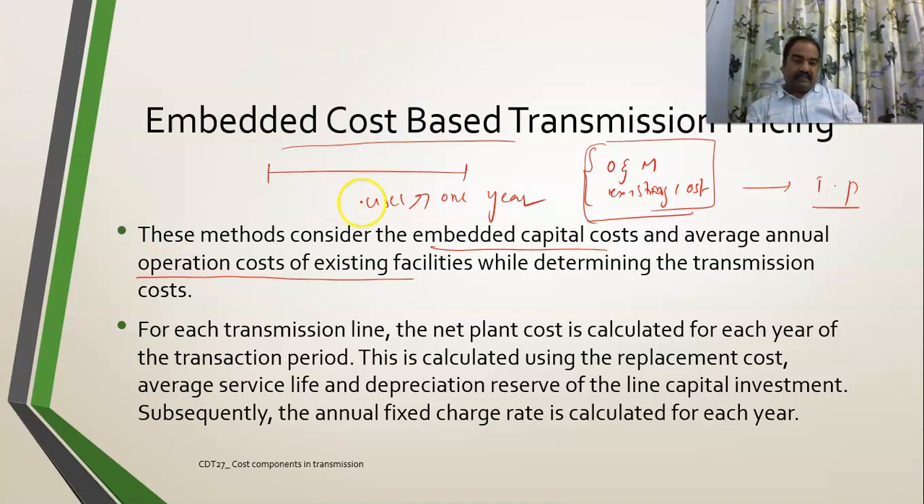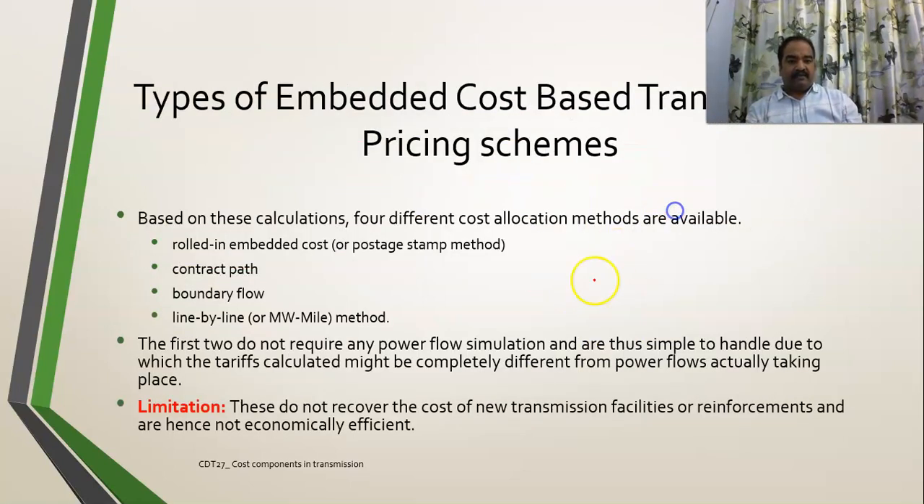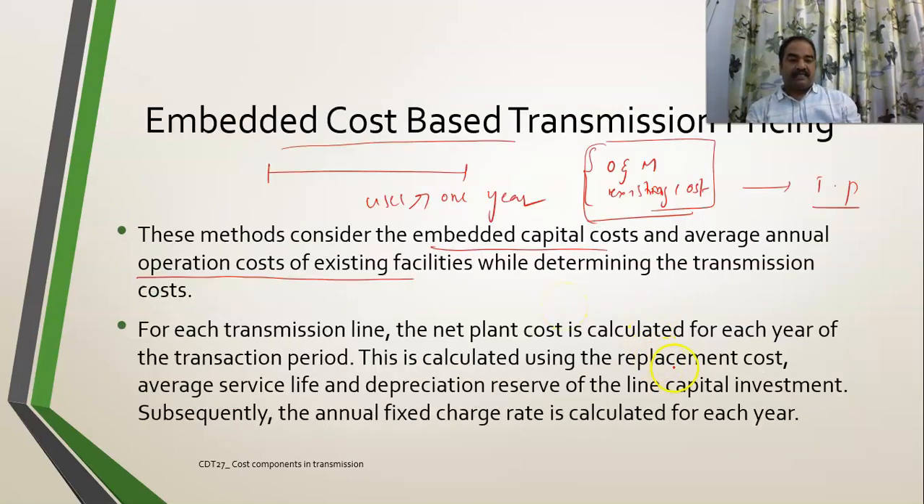How it is calculated, as mentioned already: for each transmission line, the net planned cost is calculated for each year of the transaction period. Whatever costs are included, such as the replacement cost, the operation and maintenance cost, then the service life and expectancy, depreciation cost, everything should be considered, as we discuss in economics. Based upon that, the cost will be calculated and used for determining the price of transmission.